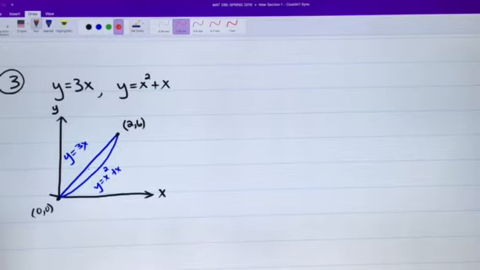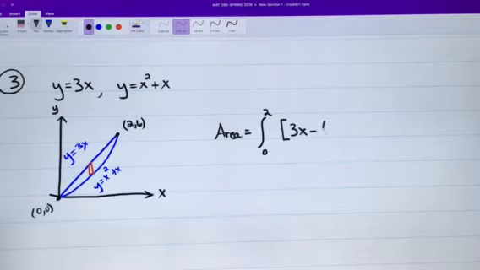And if we just integrate with respect to the variable x, we're going from x equals 0 to x equals 2, and you have the upper function minus the lower function. So the upper function is going to be 3x, and the lower function we have is x squared plus x.